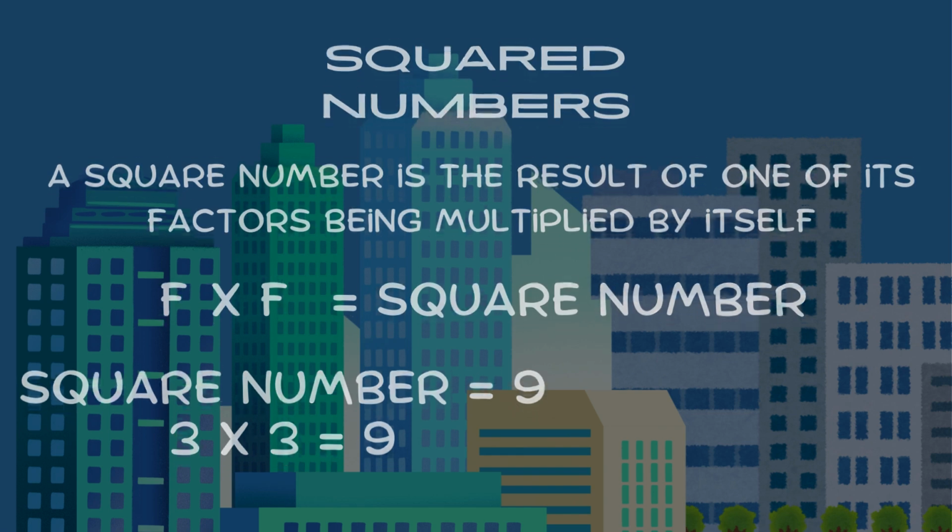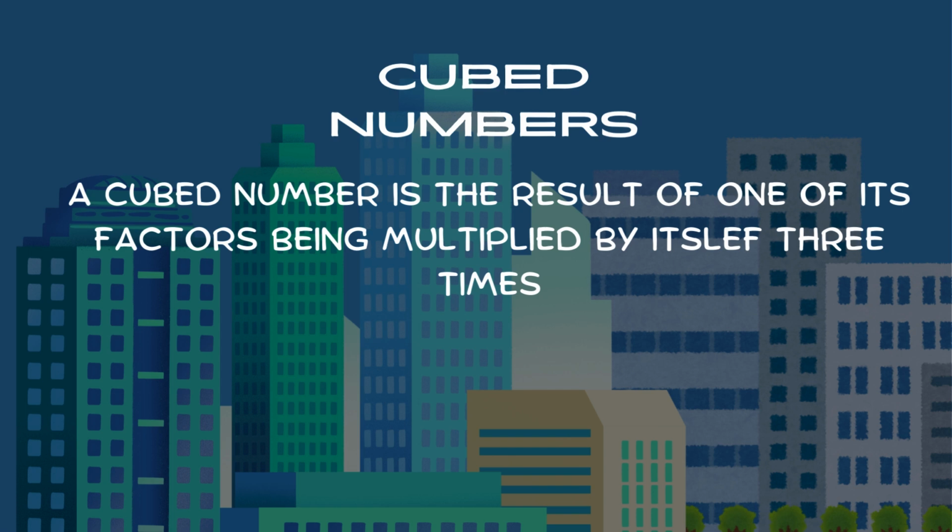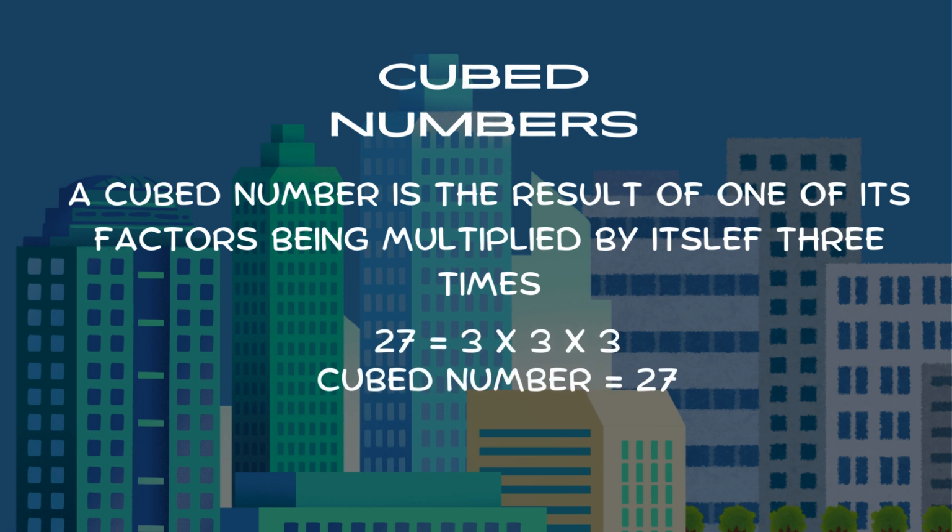This is the same concept with cubed numbers, in that a cubed number is one that is a product of one multiplying itself 3 times. For example, 27 is the cube of 3 times 3 times 3.